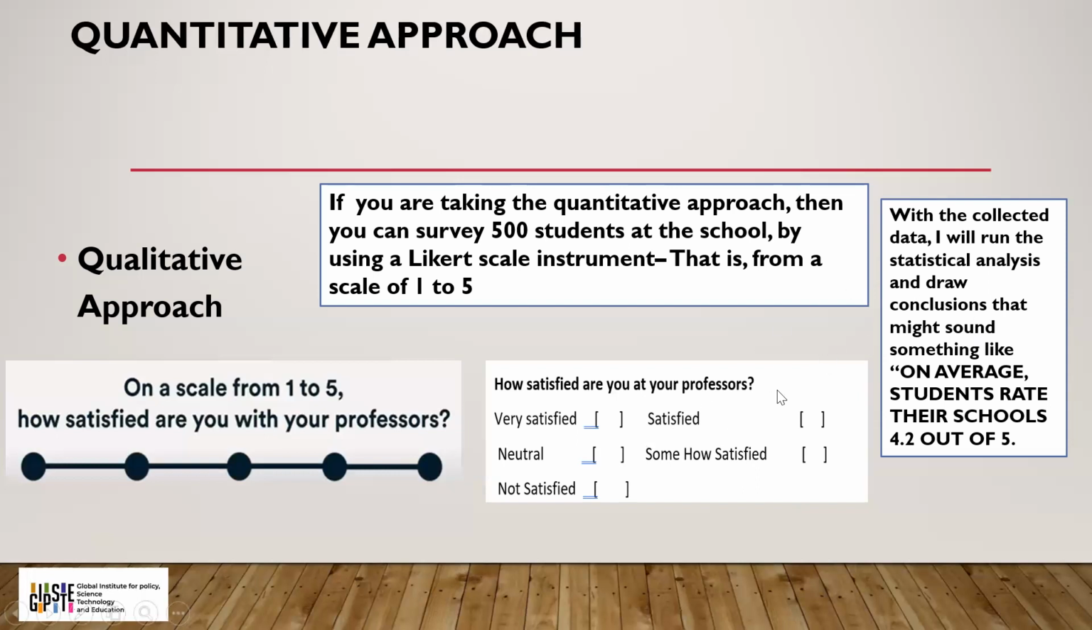So for this particular scenario, the conclusion might sound something like, on average, students rate their schools or their professors at 4.2 out of 5. They rated their professors or the school activities on average at 4.2 out of 5. That is a good thing because it's close to 5. Close to 5 means they are satisfied or close to very satisfied. So that is good.